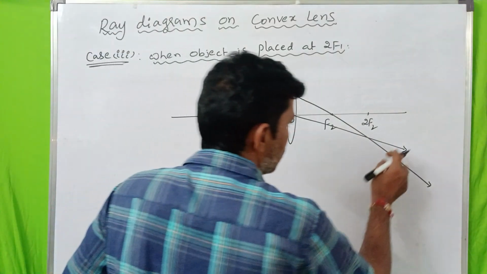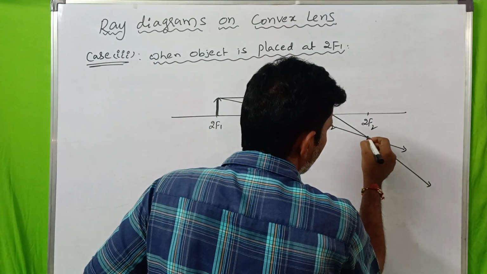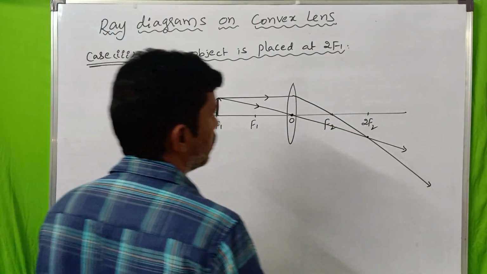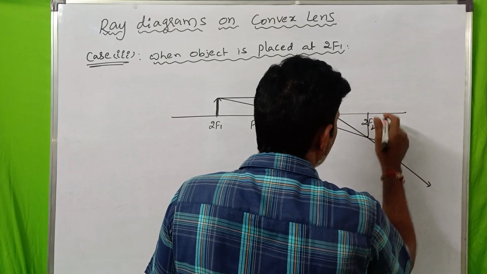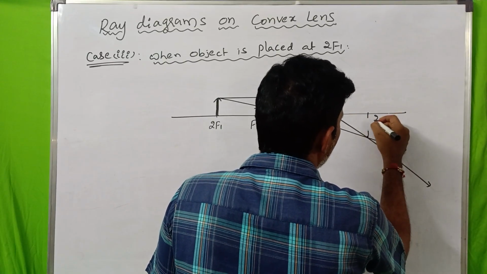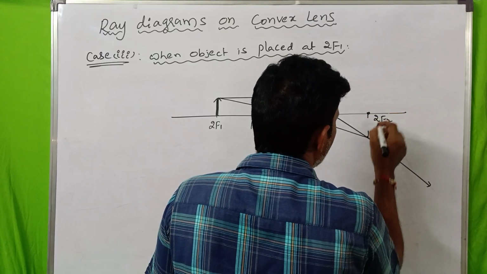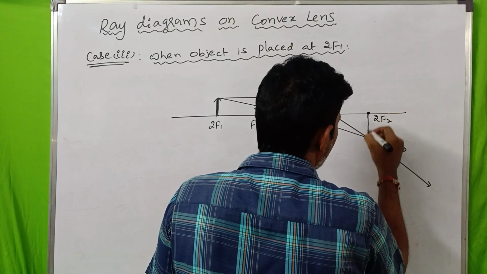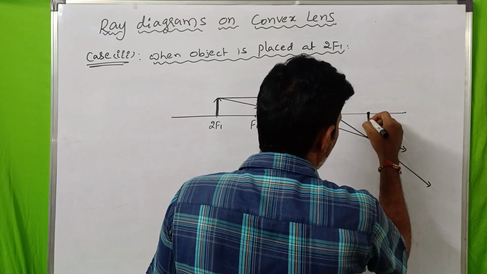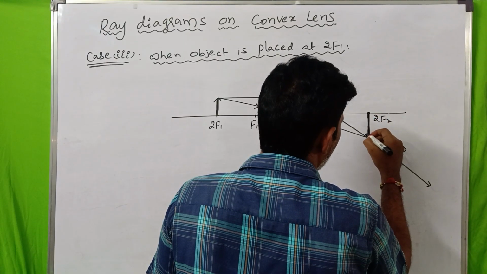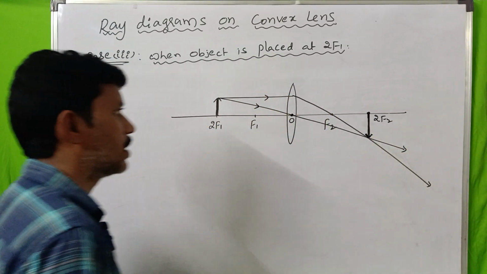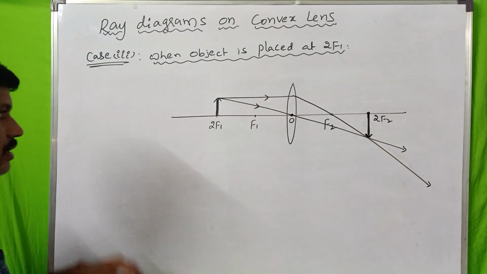Okay, done. So these two rays meet at this point. From this we can draw the image in the upward direction like this. Let us take 2F2 here. That point is this one only. So this is the image. Okay, clear? Object and image.